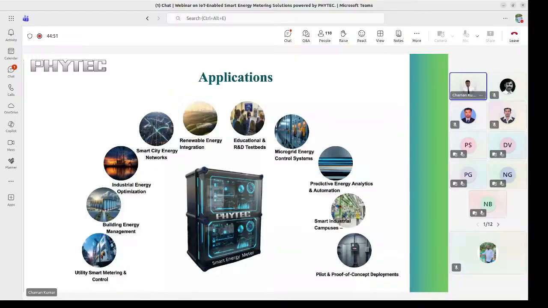Now, suppose it gets to the head-end system, and then from the head-end system it will reach the utility. Now, suppose it is a prepaid smart energy meter. If you didn't pay for that one, then they will turn off your load.